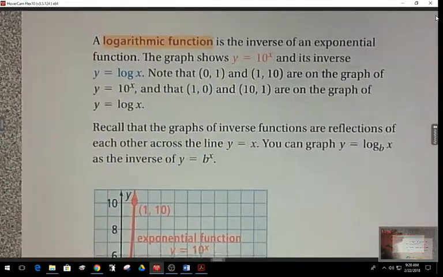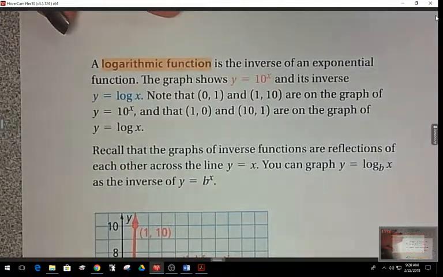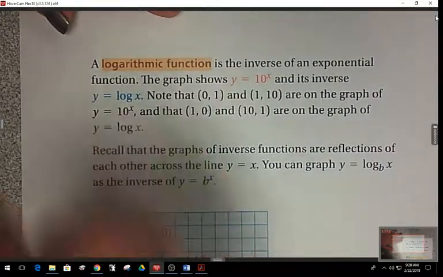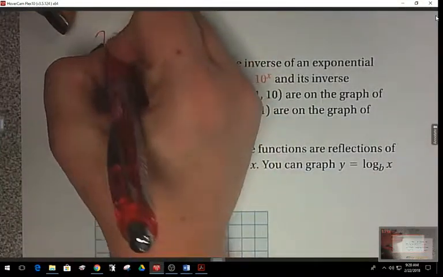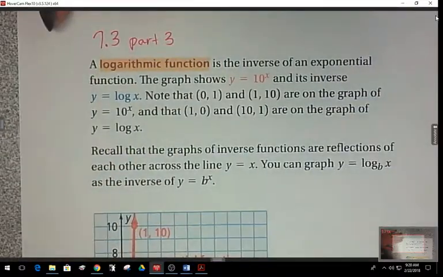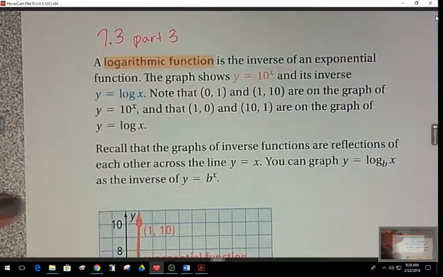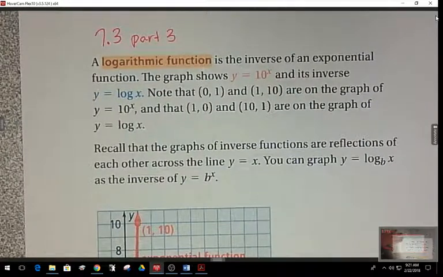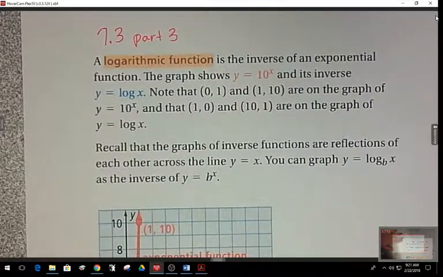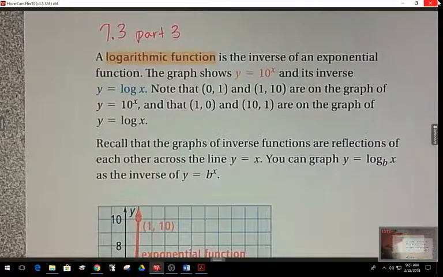Right, so this is video number 3 for section 7.3. Okay, and the reason I've split this up is because some of you asked for shorter videos, and the only way I can do shorter videos is to do more of them for each section, because I can't shorten the amount of information in the section. So I just shorten each video but do more of them.